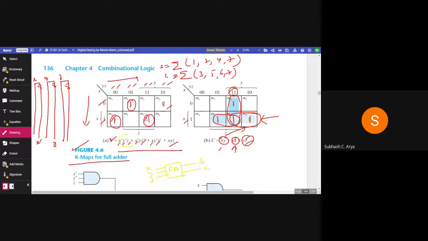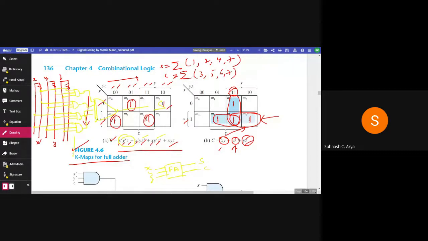So for this sum, first one is X bar, Y bar, Z. So I will take lines from here, X bar, Y bar and Z, and then put an AND gate and get here. Second one, X bar, Y, Z bar. Then put another AND gate. And then third one, X, Y bar, Z bar, and put another AND gate. And the last one X, Y, Z, and after that I put an AND gate. After that I combine them into one OR gate and got the sum.